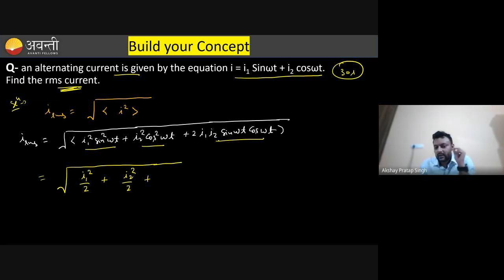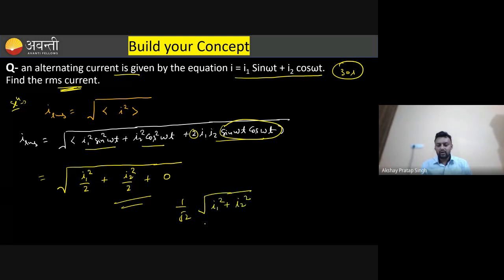If you see this term, I1 I2 sine omega t cos omega t, if you multiply these two terms, it will be sine 2 omega t or sine 2 theta. Average value of sine 2 theta was what? Is it 0? Very good. So this is going to be 0. So this is your answer. You can take 2 outside and it will become ultimately 1 by root 2 times root of I1 square plus I2 square. Or otherwise, this is also correct. I hope this is clear to everyone.